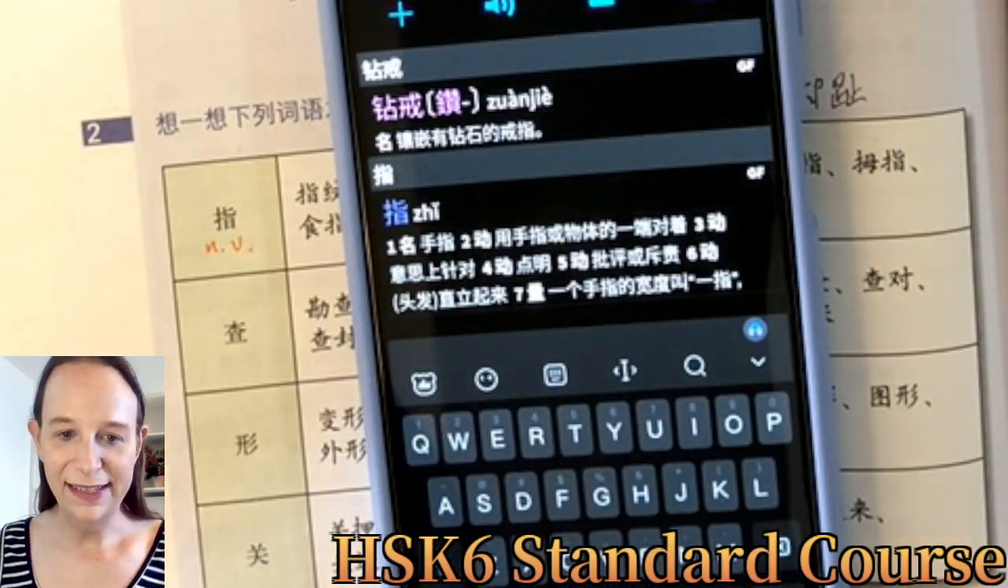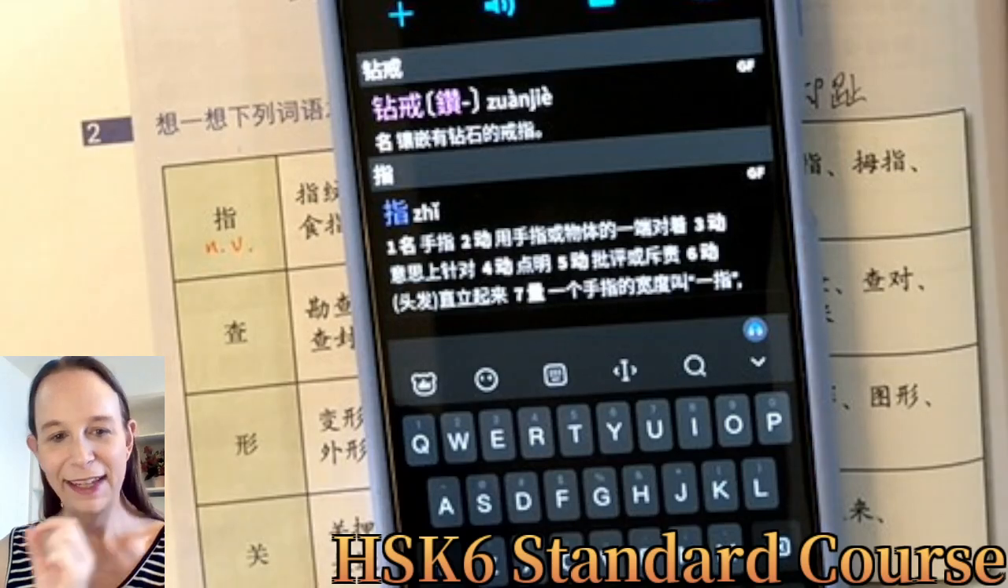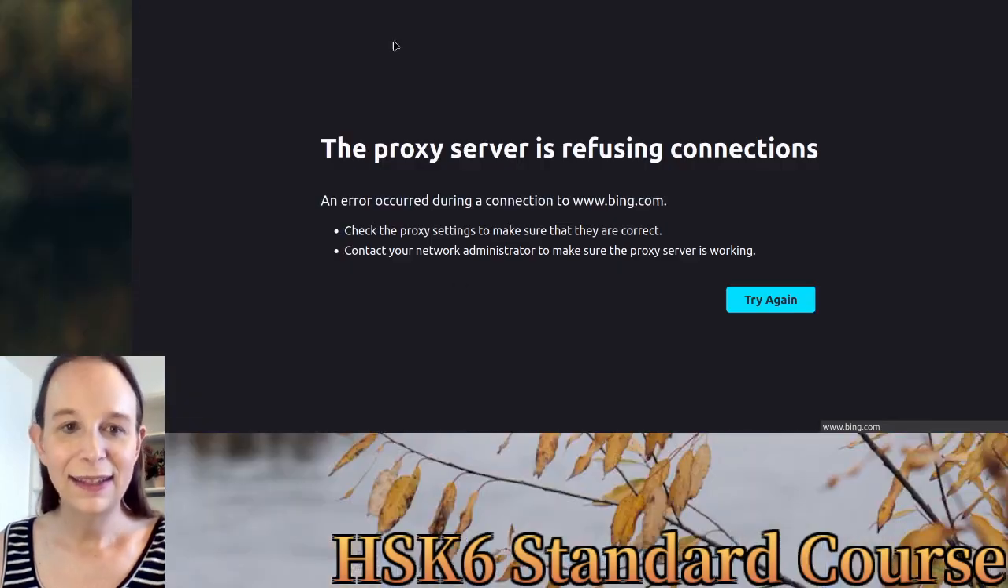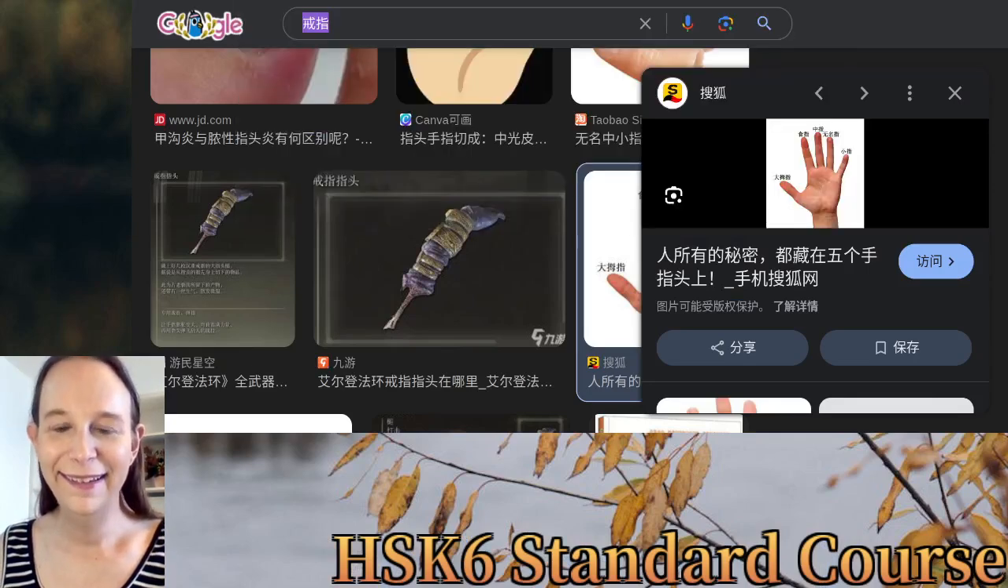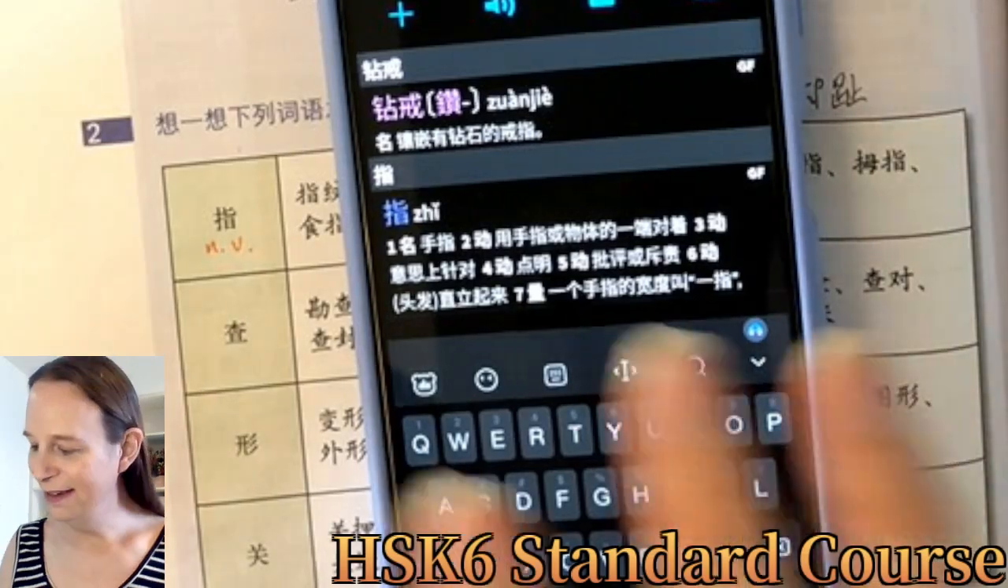Now, the other one is 指环, literally finger loop. 指环. So are we awake now? Come on. What's going on? I don't know what's going on. It's complaining. All right. I can't use that right now.